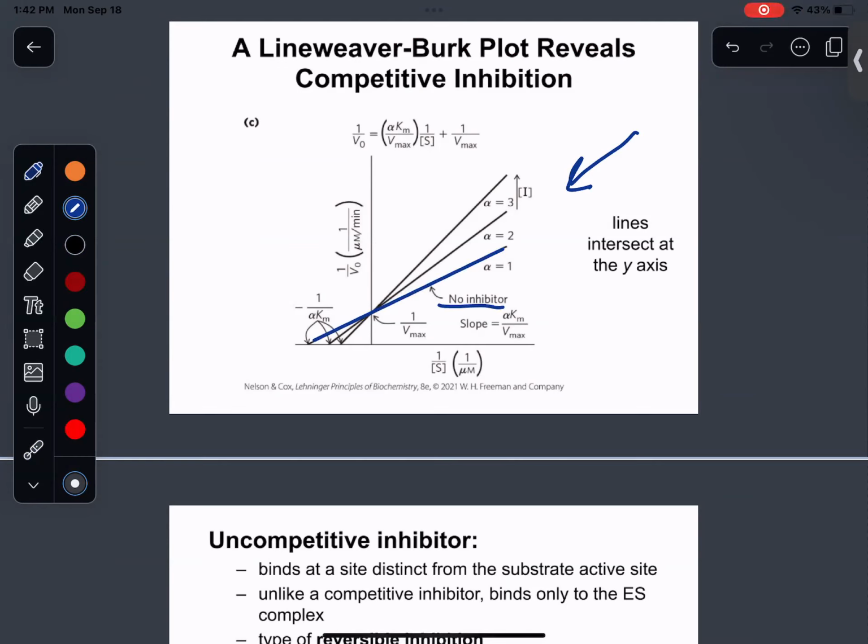So what does this intersection point tell us? It tells us that they're all at the exact same y-intercept. They are at the same value in terms of y-intercept. Now remind me, what did we say is the y-intercept on these Lineweaver-Burke plots?